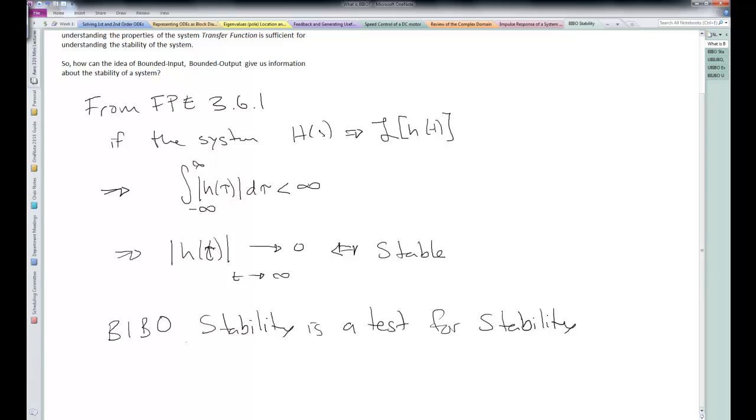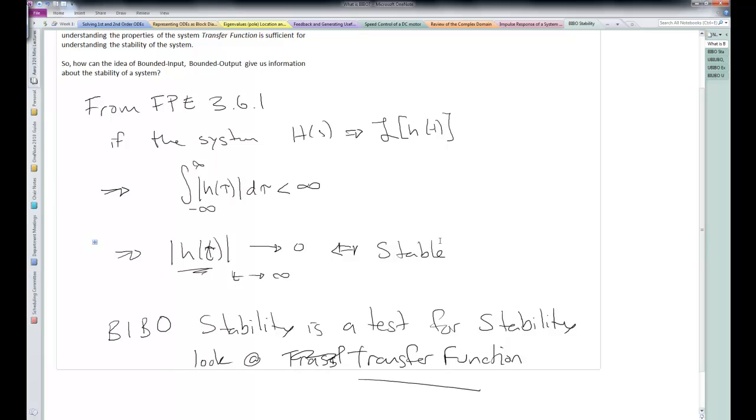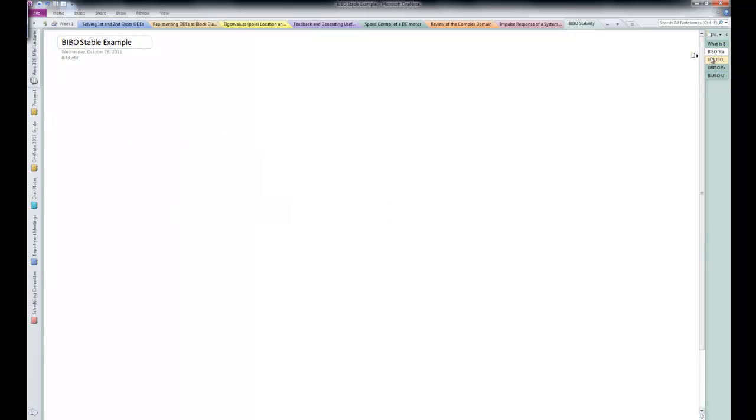So we can look at this since we know using the final value theorem that if h(t) has to converge to 0, then H(s) also has to converge. And so we can just look at the transfer function when we want to do this. So we don't actually have to look at the solution to the differential equation, which we would need to do here. We can look at the properties of the transfer function. So let me just do a couple of examples of how BIBO stability can work out.